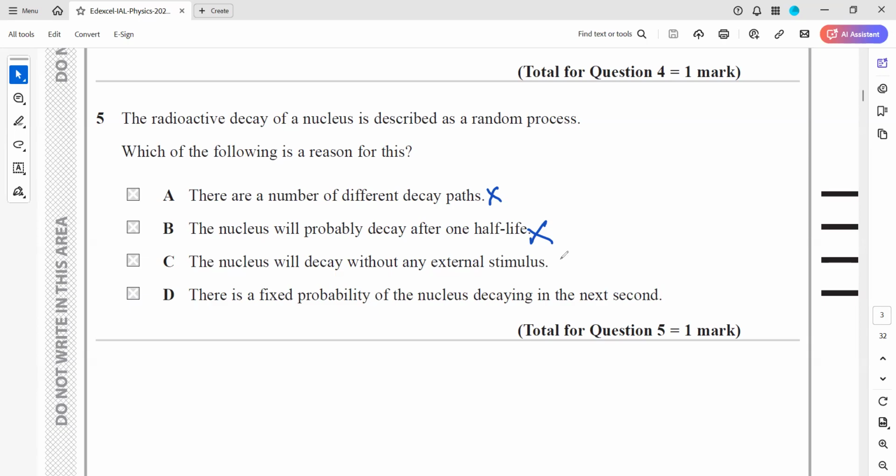The nucleus will decay without any external stimulus. That is not about being random. That is called spontaneous. This is the definition of spontaneous. There is a fixed probability of a nucleus decaying in the next second. A fixed probability is there that the nucleus will decay in the next second. That's why we say it is a random process.